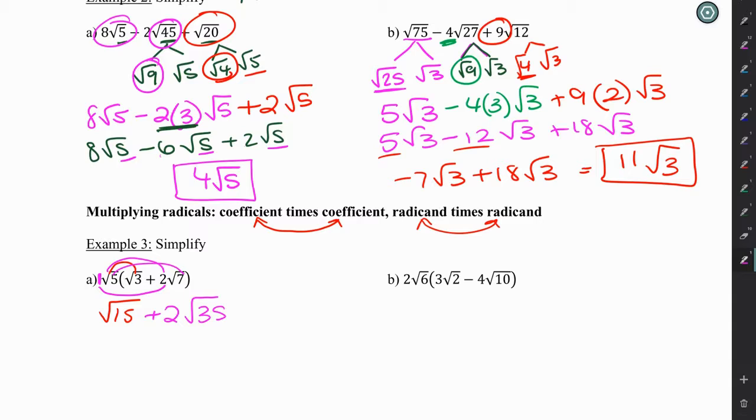15 and 35, they're not perfect squares. They don't have any perfect square factors, so we're done. We can't combine anything. We just multiply it and leave it.